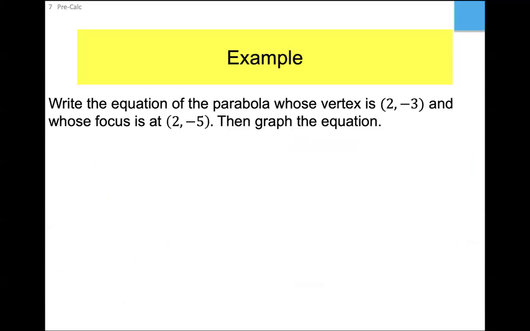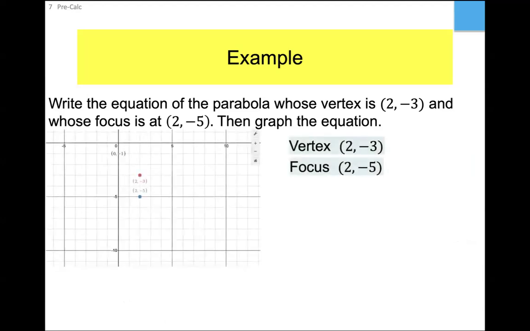Write the equation of the parabola whose vertex is at 2, negative 3, whose focus is at 2, negative 5. The red is the vertex. The blue is the focus. The focus is always on the inside, so therefore this one opens down. Think that through. The red is the vertex, the blue is the focus, so it must open down.